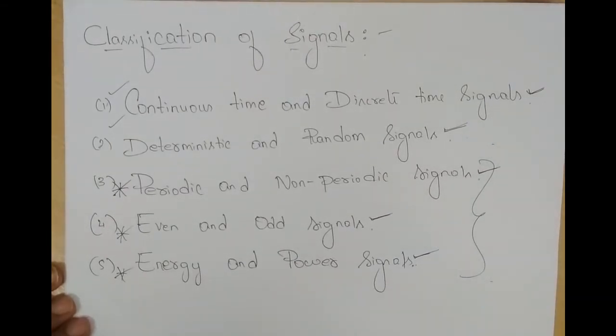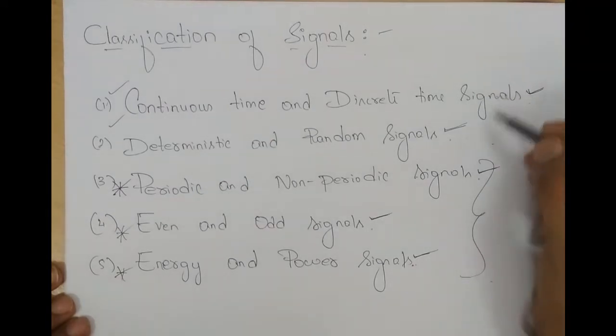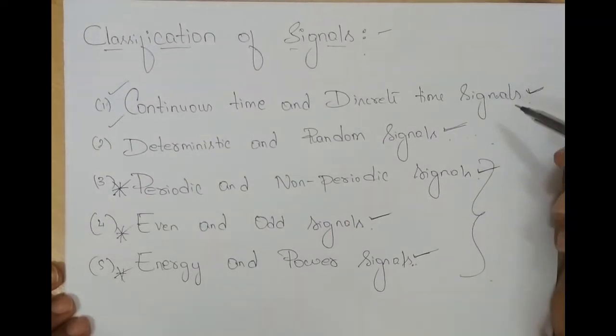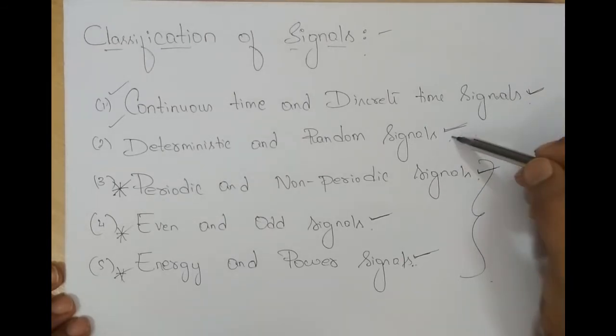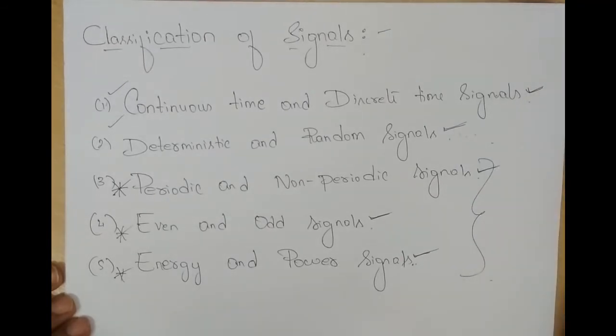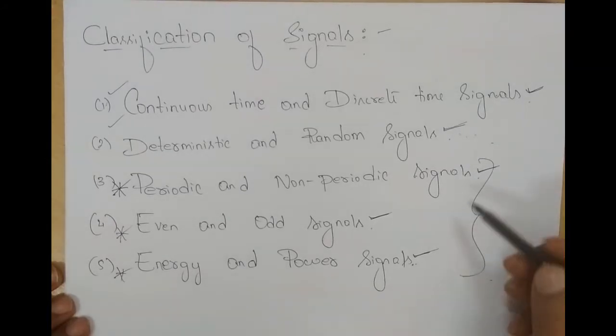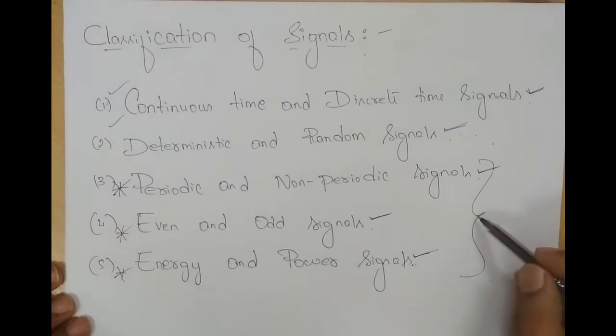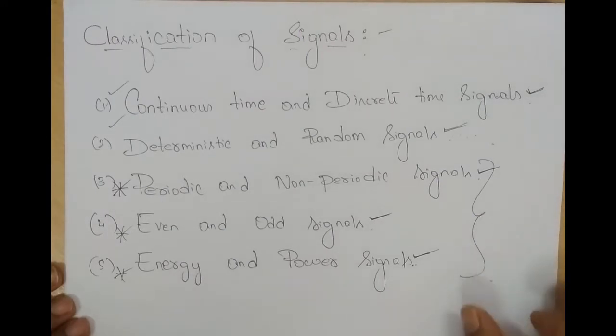We will take up a few examples also to actually check whether the given signal is periodic or even, odd, or energy and power. For these two, by looking at the signal itself, either the equation or the graph, we can say whether it is continuous time or discrete time, or whether it is deterministic or random. Whereas for these three, just by looking at the signals, we cannot decide blindly that it's non-periodic or periodic, even or odd, or energy or power signal. So that's why we have to take a few examples, and we shall try to classify the signals accordingly.